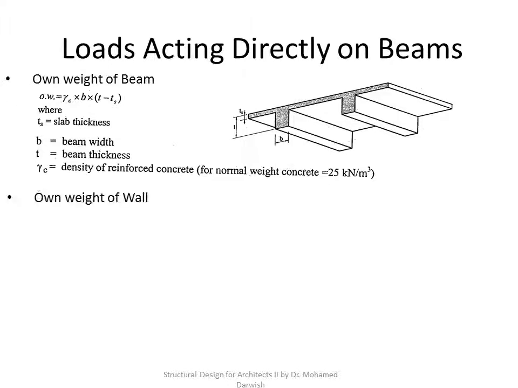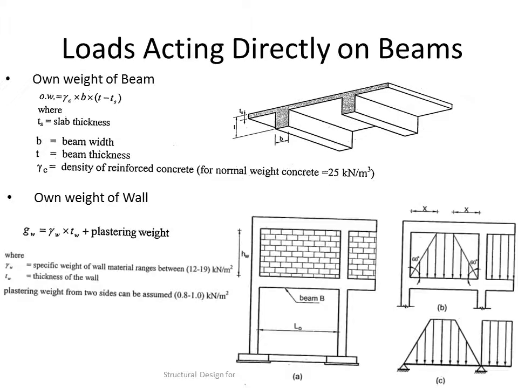The own weight of the wall, again, depends on the unit weight of the wall itself. It depends on the plastering, and it also depends on whether you are transferring the whole load of the wall to the beam beneath it, or part of it will go to the columns through this configuration that you could see on the right hand side. However, it is more conservative to consider that the beam will carry the total weight of the wall.